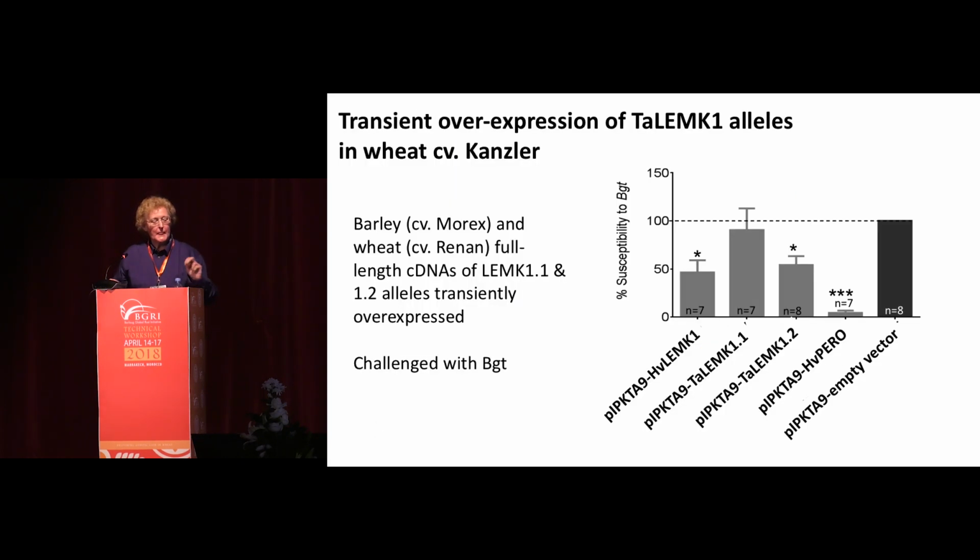Okay. So we then took these wheat genes and we overexpressed them in the wheat cultivar Kanzler. The first allele, 1.1, had no effect on the phenotype. But to our surprise, the second allele, 1.2, now conferred host resistance in this overexpression system to the wheat powdery mildew.